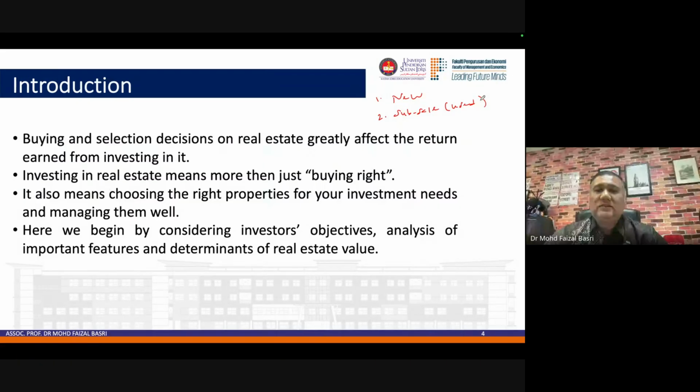So sub-sale ni maksud you try to buy from the original owner ataupun from the current owner. Okay, and obviously bila you nak beli tu, most important part bila you dah beli sub-sale tu, sebab kita tak ada, kita kena rely on valuers punya estimation lah. So that's why we need to determine the value of the property.